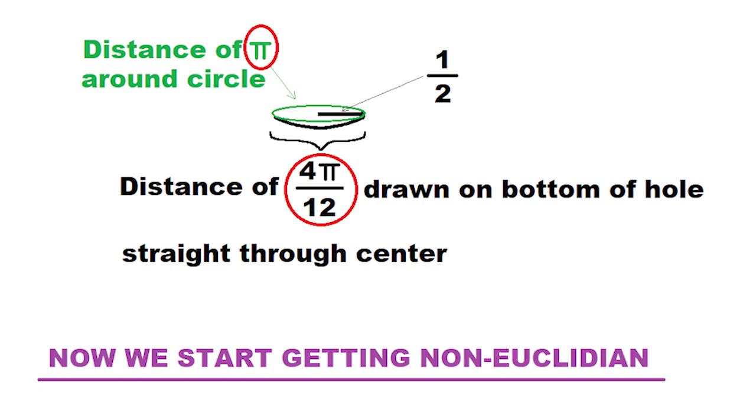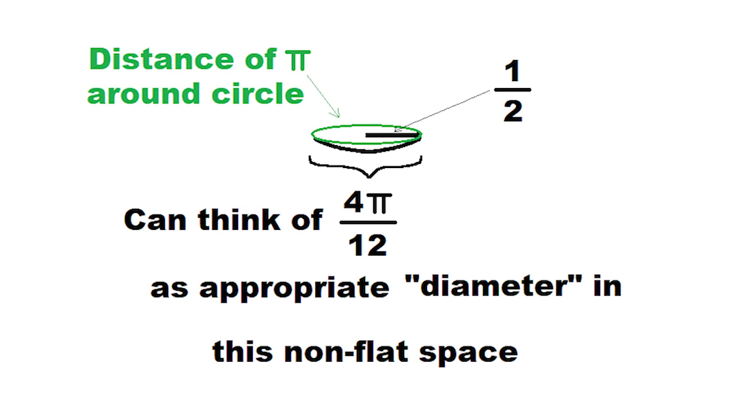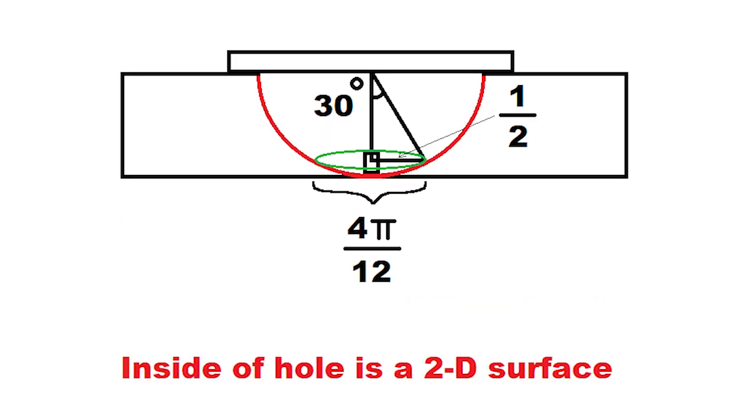And now we finally reached a point where we can get weird and non-Euclidean. We can think of the arc of 4 pi over 12 as being a new, longer, quote-unquote diameter of the circle we made with circumference of pi. After all, the circumference we've drawn is on the 2D surface, and this 4 pi over 12 diameter is also on the 2D surface, as opposed to the 3D space Euclidean diameter, which is floating around in the air.